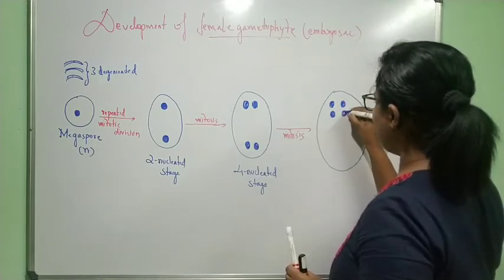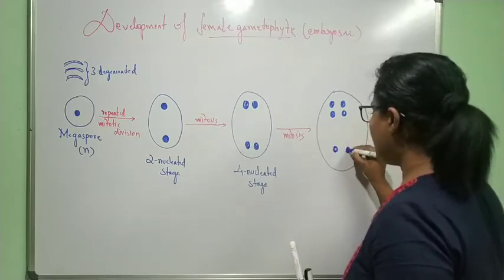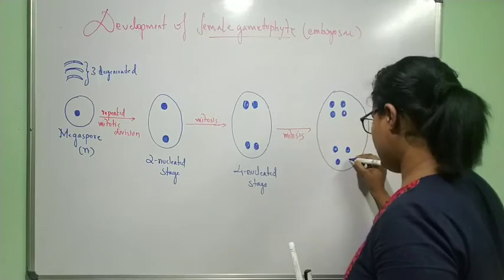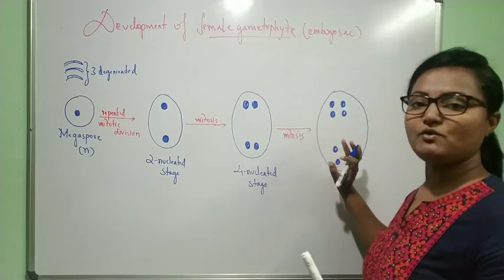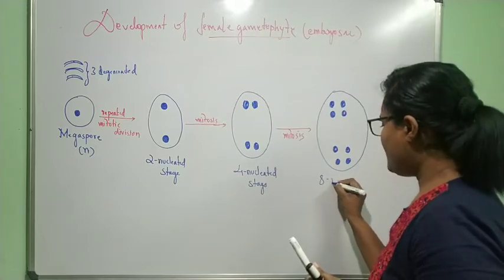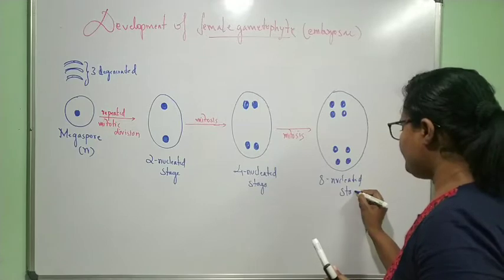4, that is, we can call it as 8 nuclei. Okay, 4 nuclei at the respective places. Now it is called as 8 nucleated stage.